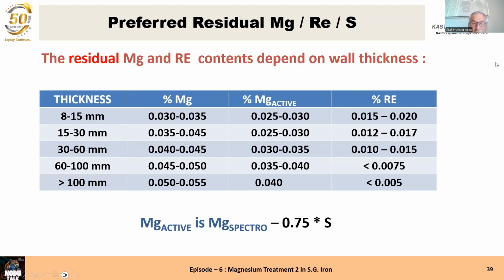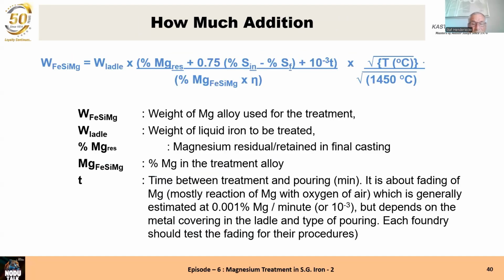It's a very good table you should put on the platform in your melting area so that the people can really look at the magnesium active as well as the rare earths. And magnesium active, they have to calculate. So how much do we have to add? That's what we saw last seminar already.